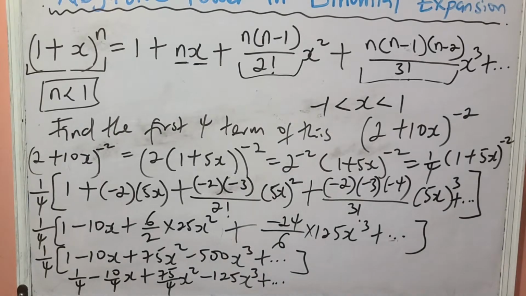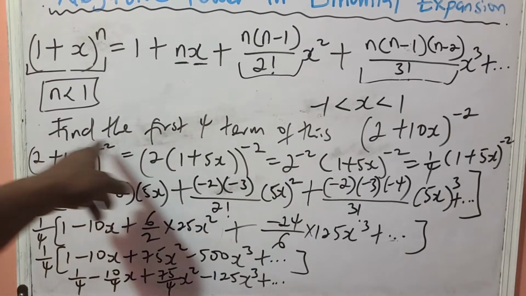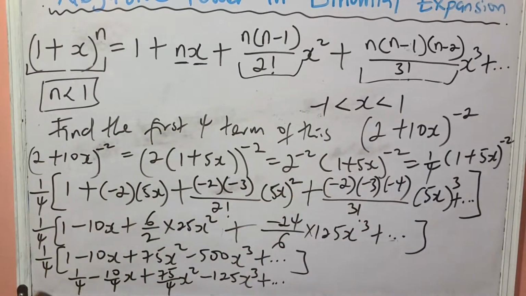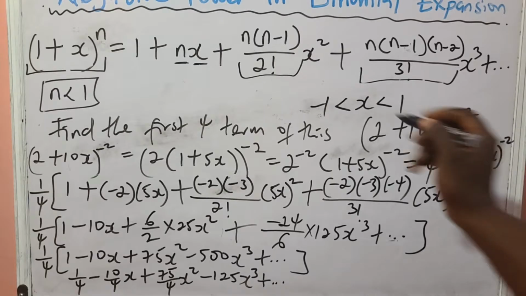Now, can you see? And that's our answer, by the way. Find the first 4 terms of this expansion. This right here is the answer. That's the first 4 terms: 1, 2, 3, 4. All right? Now, but do not forget, I told you that you must always state the value of x on which your expression is defined. That makes your expression defined. And I told you this is it right here.